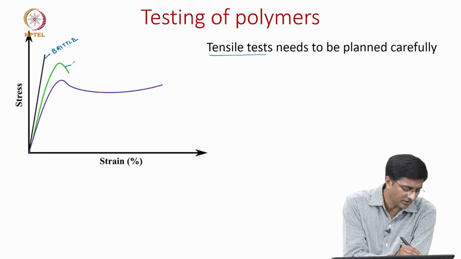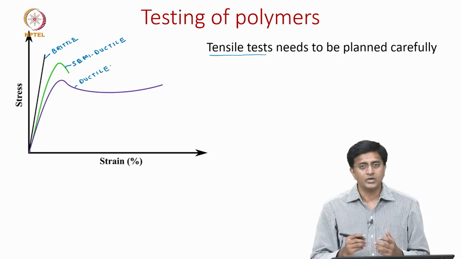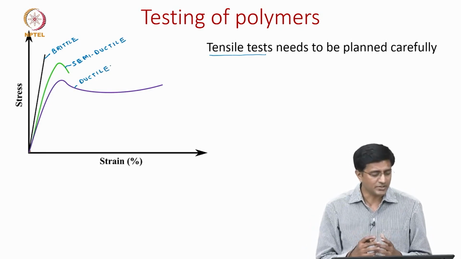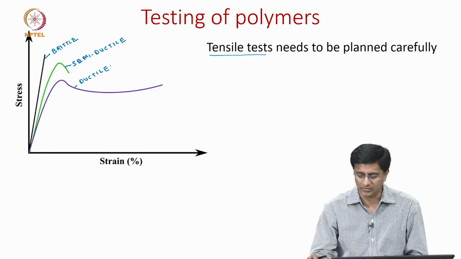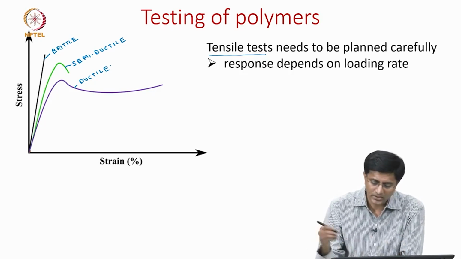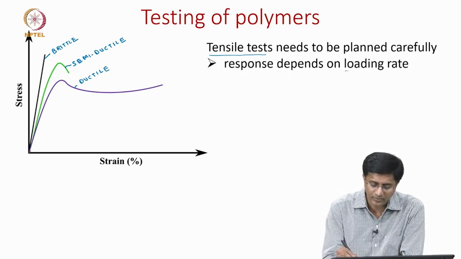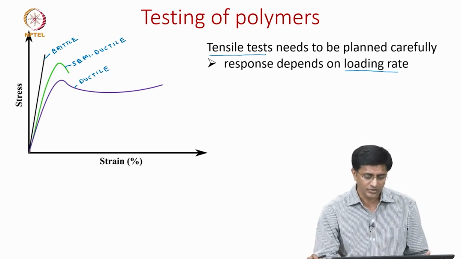we have this semi-ductile, and then this ductile behavior. So, let us see under what conditions we get the brittle behavior and under what conditions we get the ductile behavior. What we are trying to say is that this tensile behavior greatly depends on the loading rate, and we will now see the conditions on which it depends.